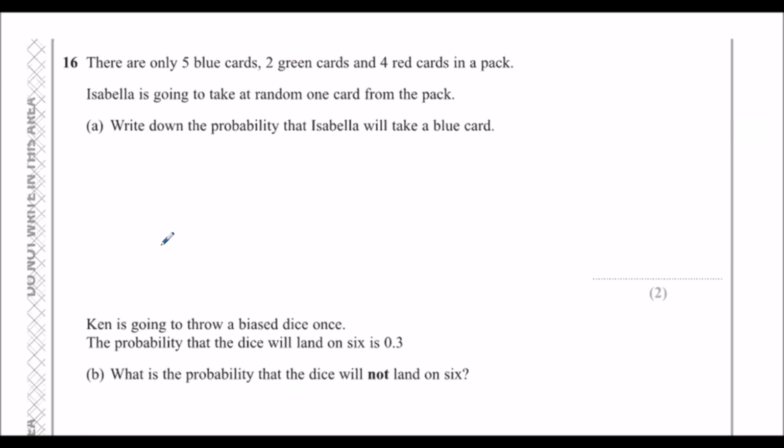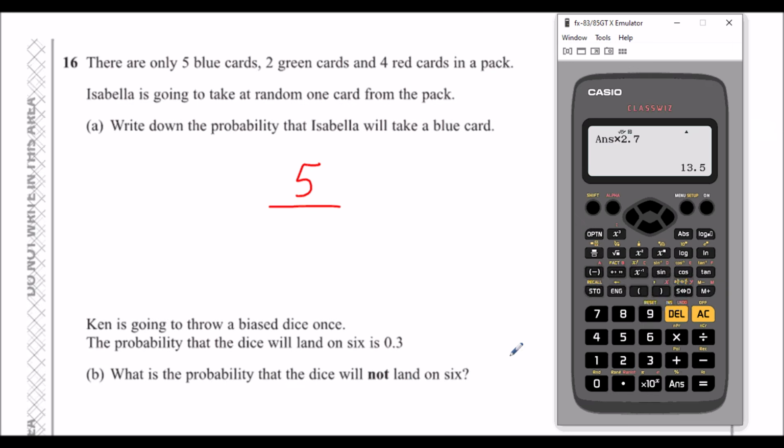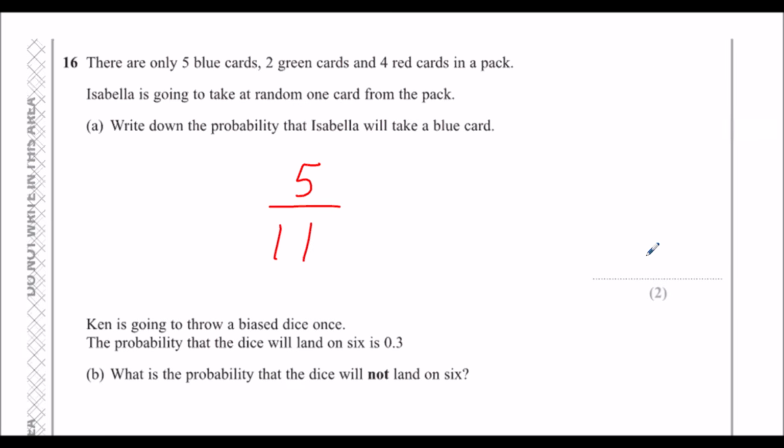Question 16. There are only 5 blue cards, 2 green cards, and 4 red cards in a pack. Isabella is going to take at random 1 card from the pack. Write down the probability that Isabella will take a blue card. So how many blue cards do we have? We've got 5 blue. Out of how many cards in total? 5 plus 2 plus 4. That's 11. So 11 cards in total. So 5 out of 11 are blue. So the probability of getting a blue card is 5/11.